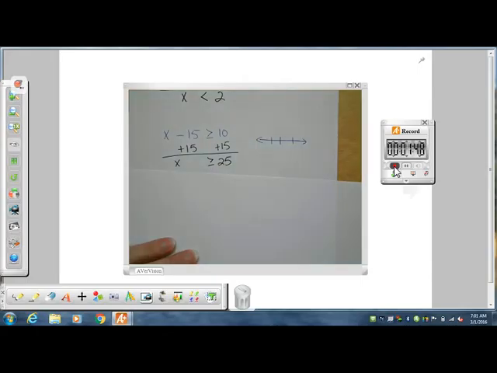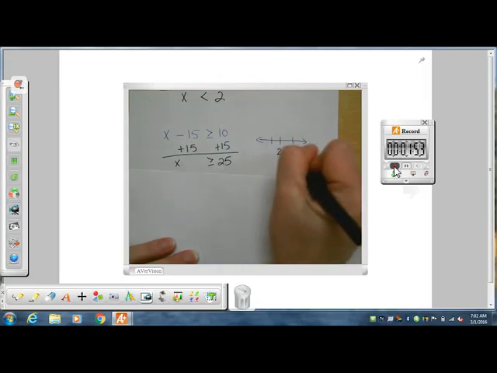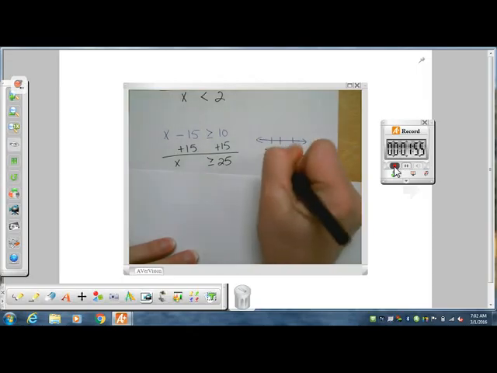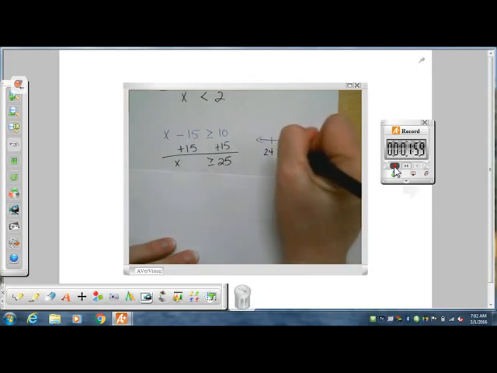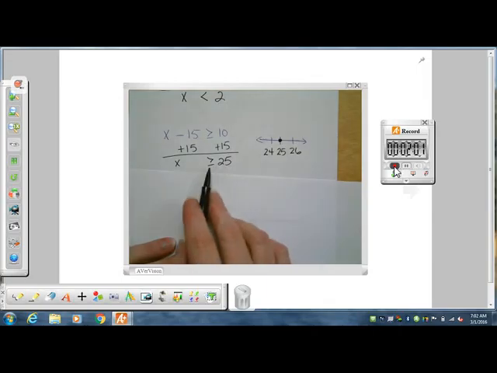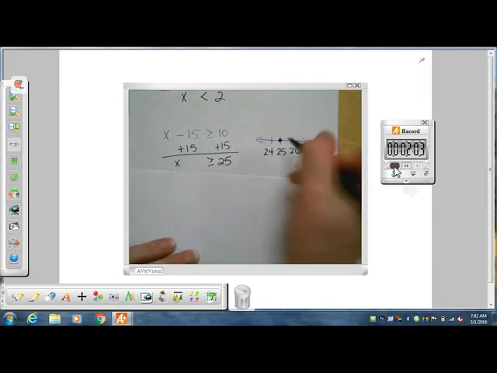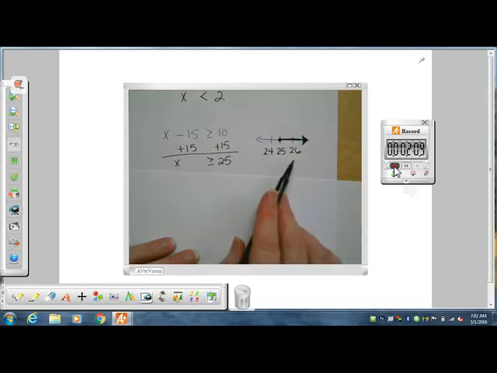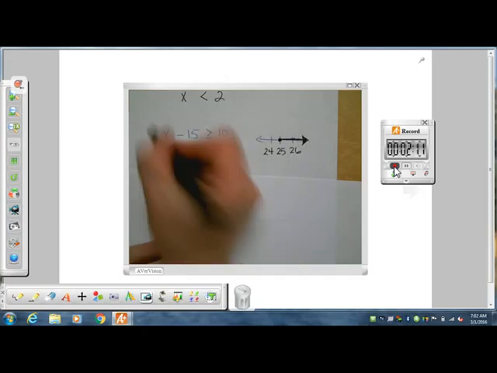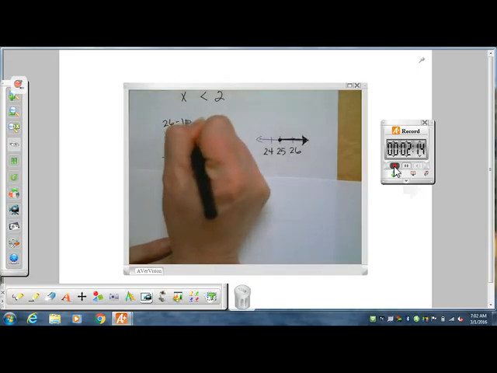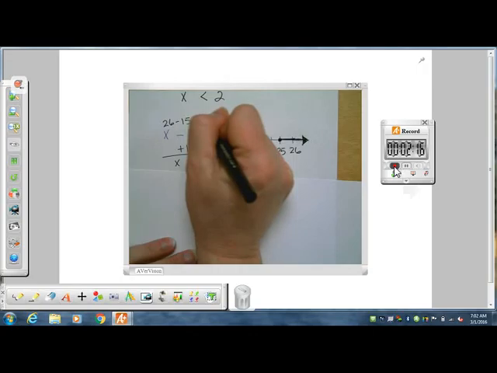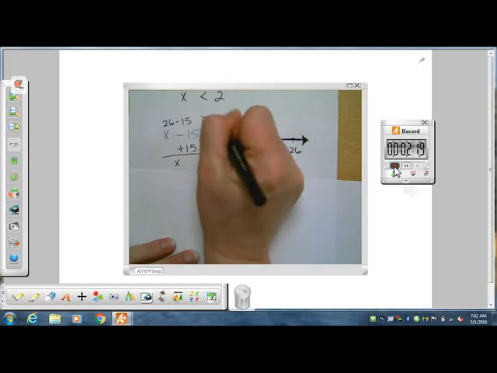So if I go to graph it, I've got 25 here, 26, 24. Greater than or equal to, which means that it includes that value, so I'll fill it in. And values that are bigger are going to be things like 26 and 27 and so on. So we're going to shade this direction. So if I checked it, 26 minus 15 is 11, and that is greater than or equal to 10. So yes, it does work.